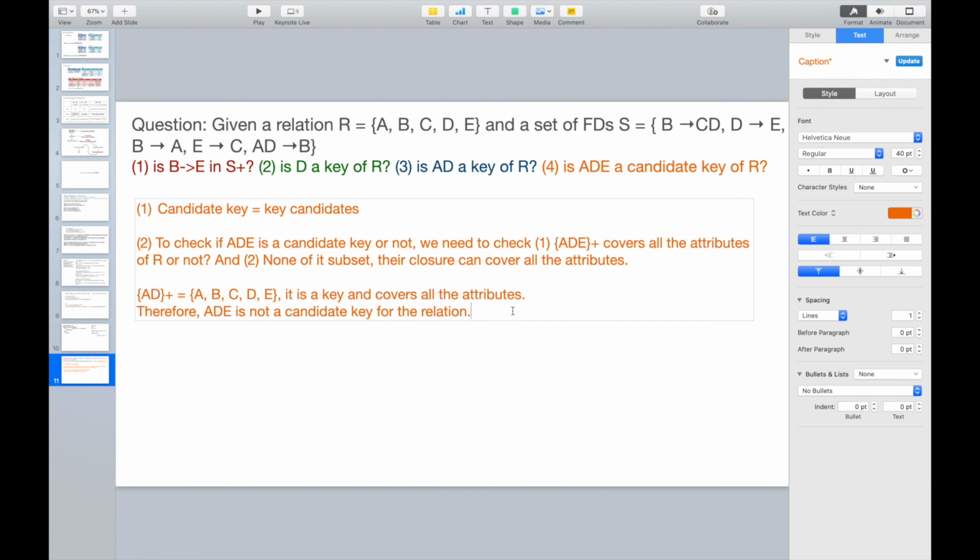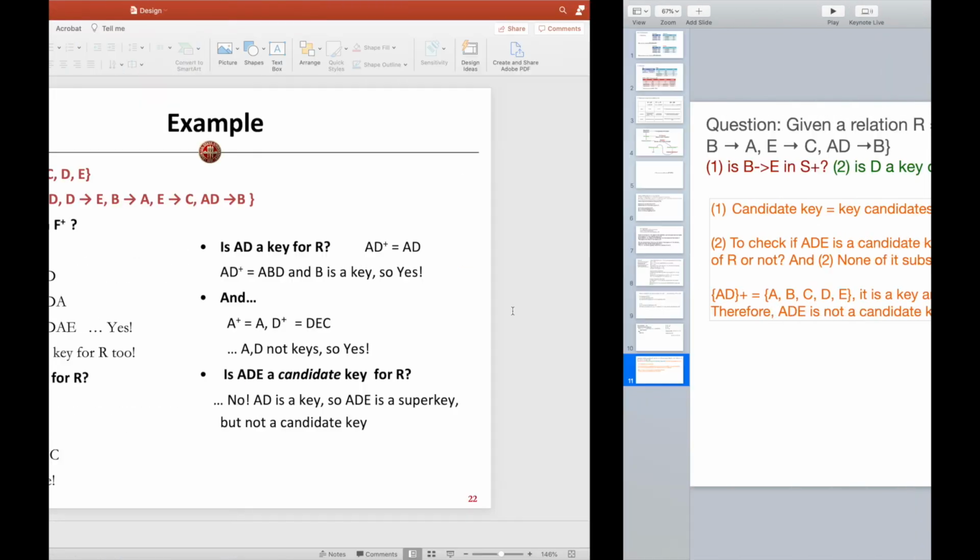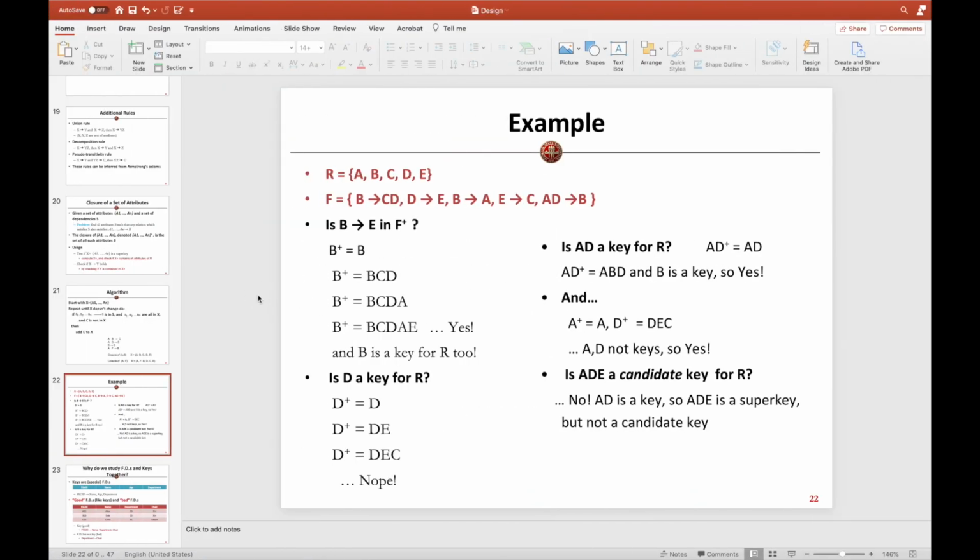So this is the answer we can provide for the problem 4. I hope you get the right answer as well. Okay, so this is the example. We also have the example in the slides, and you can check your answer in the slides as well. And generally, it covers the same information. Okay, so that's it for the example. Let's move to the next page.